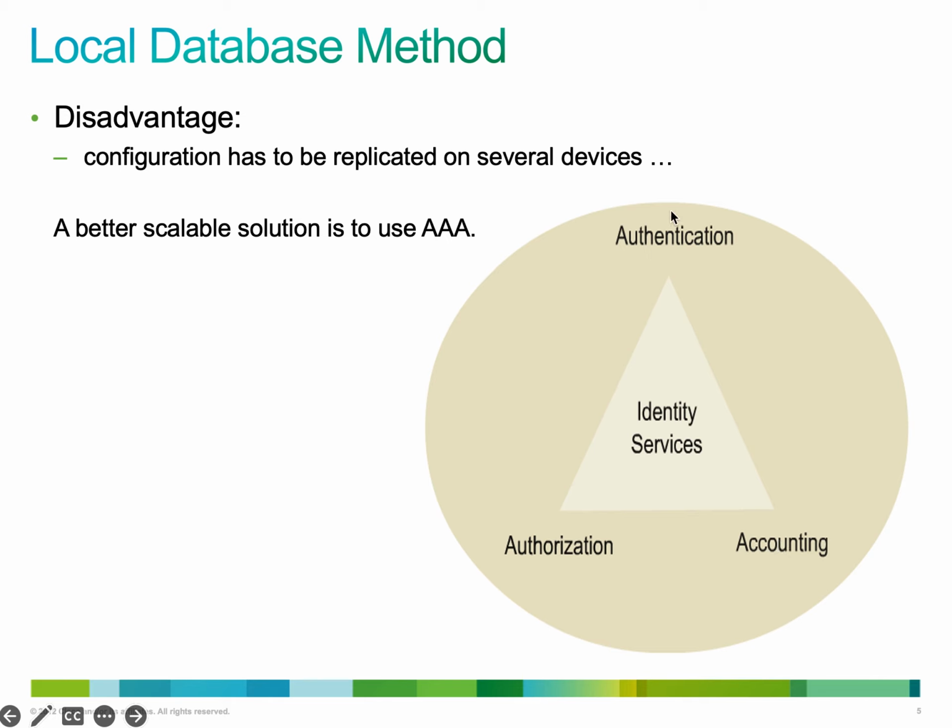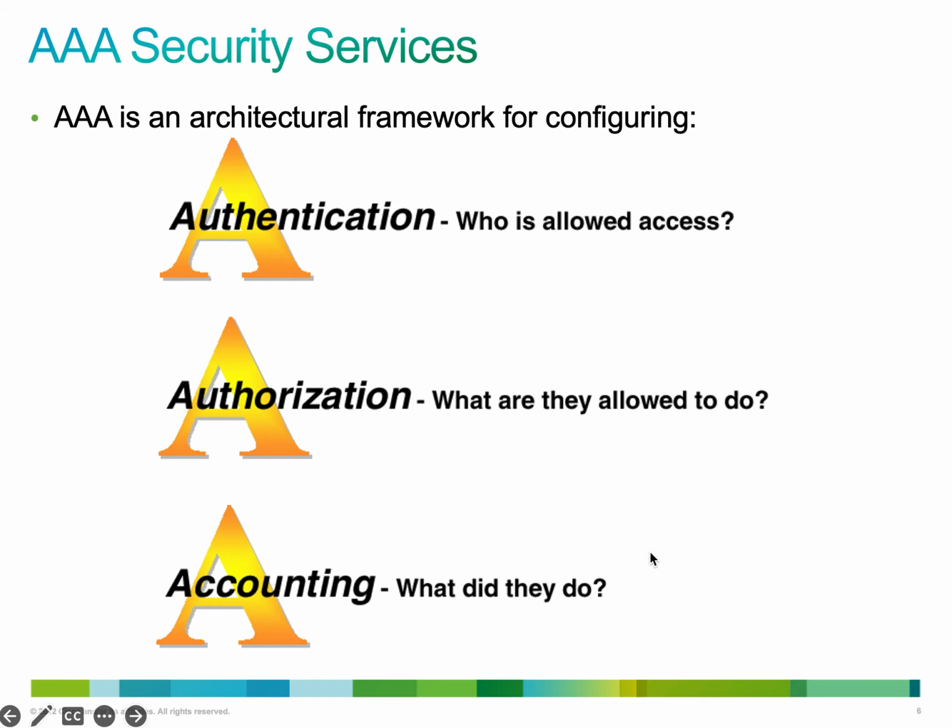So whatever you want to do, we have a way of using this third method, which is authentication, authorization, and accounting. Now let's take a look at authentication, authorization, and accounting security services. Let's take a look at the framework, what it covers. AAA is an architectural framework for configuring what?